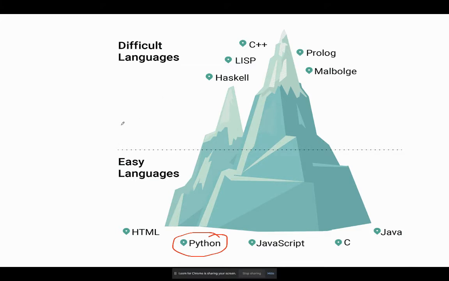Here I have divided the languages into two categories: difficult languages and easy languages. If you have a threshold here, the easy language category includes HTML, Python, JavaScript, C and Java. Above the threshold, we have C++, LISP, Haskell, Prolog and Mercury. These are the other, more difficult languages. They are used in different companies based on their applications.